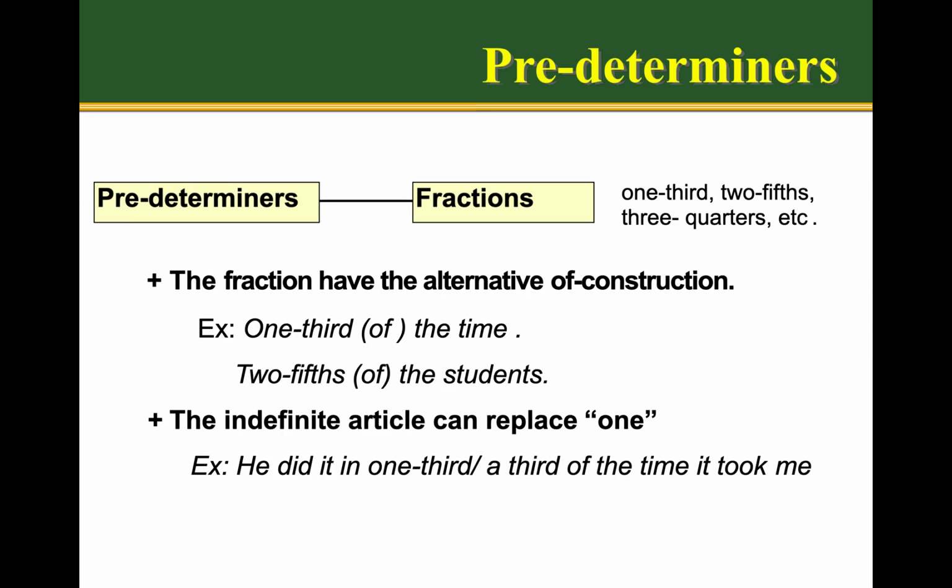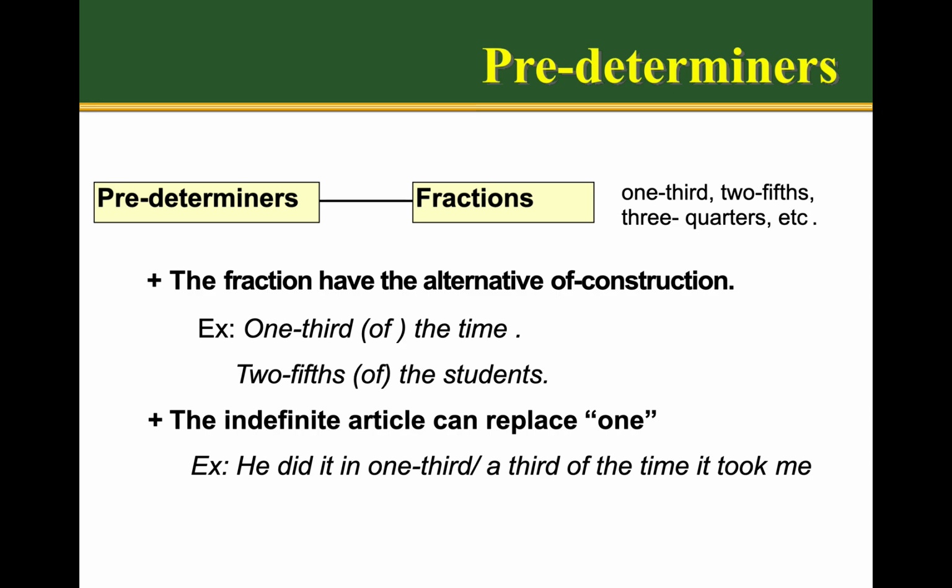Predeterminers can come in the form of fractions: one-third, two-fifths, three-quarters, etc. The fractions have an alternative construction as well, the partitive of. So one-third the time, or you can say one-third of the time. Two-fifths of the students. One-third and two-fifths can be followed by of, and sometimes you can drop of. They come before the central determiners, the time, the students.